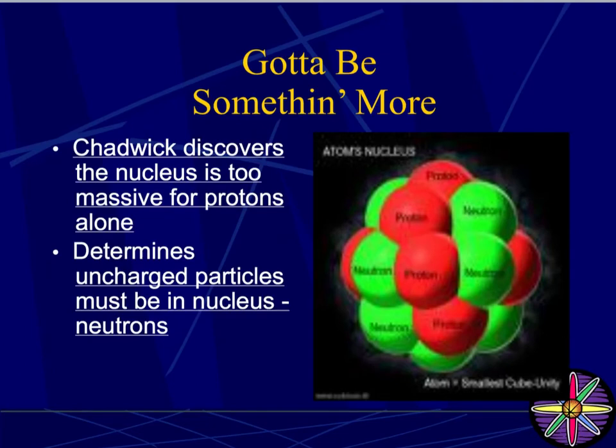So now we have an atomic model that has protons and it has electrons. But some scientists said there's got to be something more. This man named Chadwick discovers that the nucleus is just too big for protons alone, because protons don't weigh enough for all of this to be protons. So there's got to be something else there. And so he doesn't actually do any experimenting. He just weighs atoms and weighs things and comes up with the idea that there has to be something more that's making this thing heavy. And so he determines that there's a particle in the nucleus, but it doesn't have a charge. It's uncharged. And he calls that a neutron because neutrons are neutral.